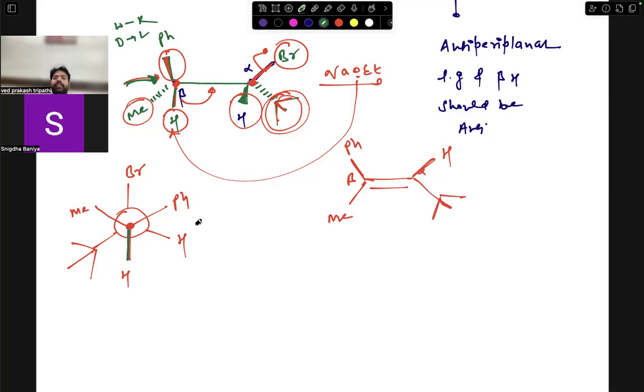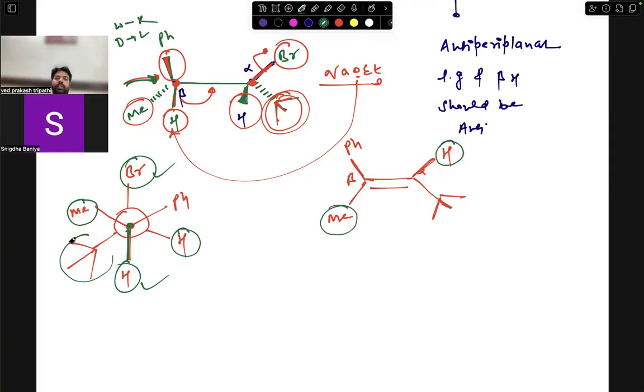So I said it is anti-periplanar. Bromine and this hydrogen are anti to each other, so you can easily remove them, and there is a double bond between this alpha and beta position. You can see methyl is anti to the hydrogen, and the tertiary alkyl group is anti to the Ph. Clear? Makes sense.